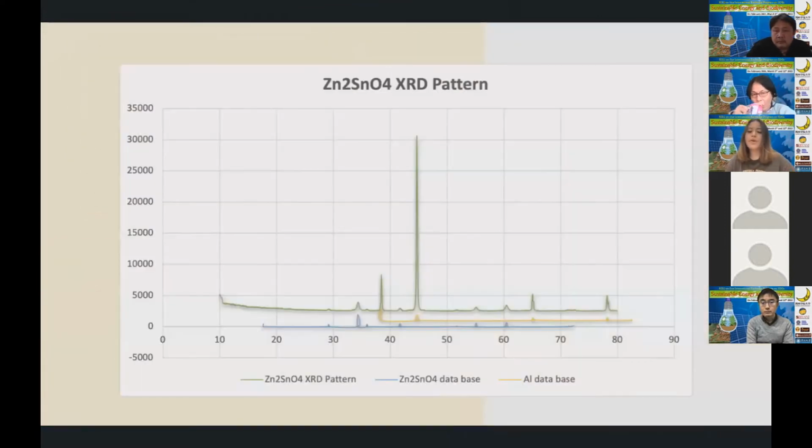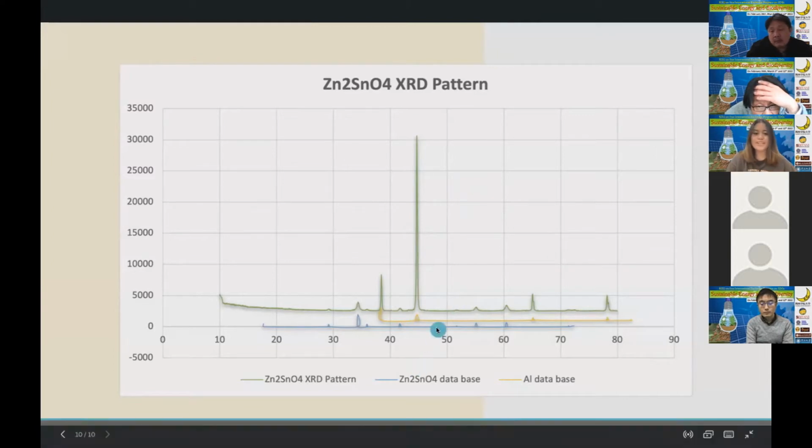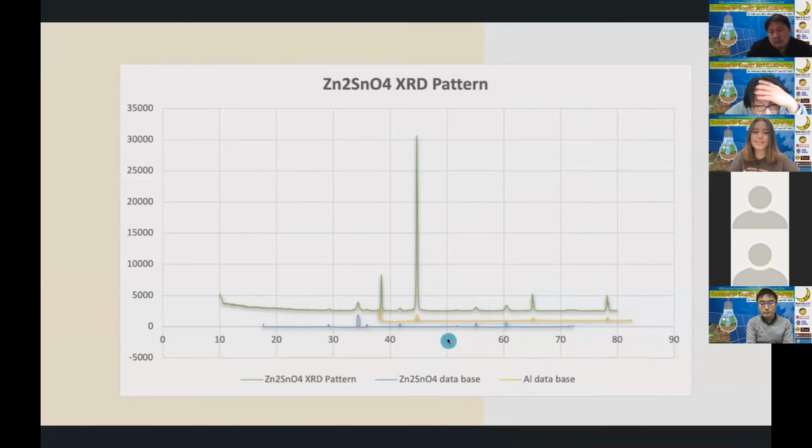And here is my XRD result of the zinc tin oxide, with the green line representing the peaks of my pristine zinc tin oxide, and the blue line representing the peaks of the ZTO based on the database. The yellow line represents the peaks of the aluminum substrate, which I used in the XRD. And that's a brief introduction to my project. I'm going to pass it now to my colleague, Ricky, to introduce his project.